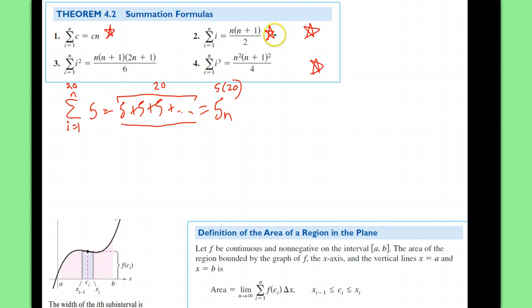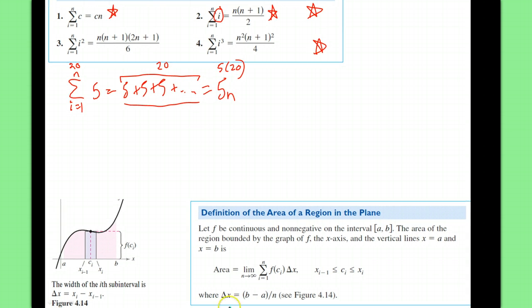These guys here look really complicated, but if you just plug in numbers, you're saying, hey, I've got just i. And so every time n goes up, so does i. Well, this is a way of finding out what the summation would be. So where this section really goes is here, the definition for the area of a region.